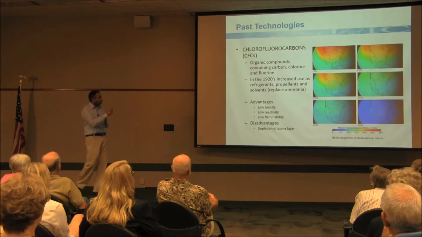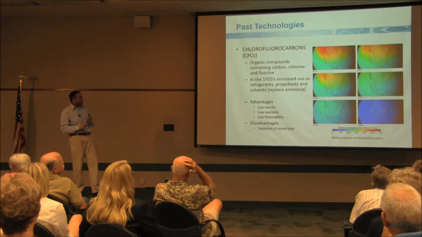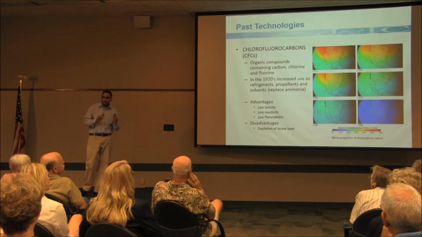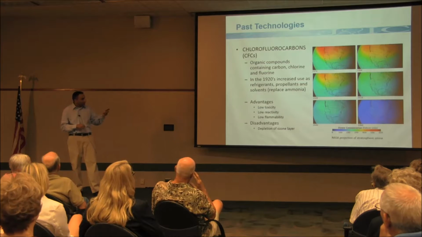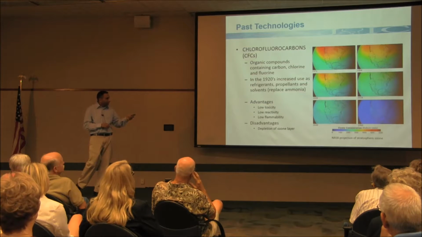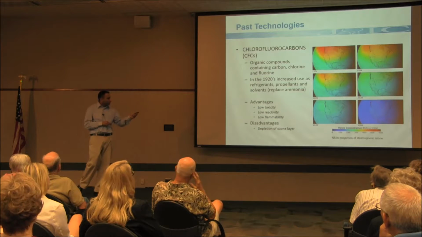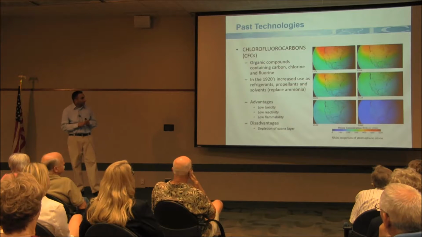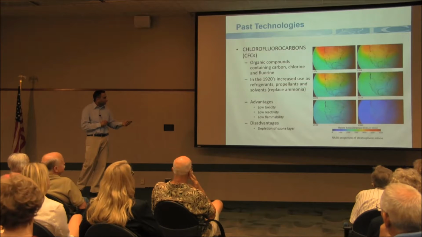Now, the image on the right there is actually a projection that NASA did based on modeling, and they found that if we hadn't curtailed the use of CFCs and started regulating them, by 2060 we would have actually depleted our ozone layer. You can see the bluish area at the bottom is where, by 2060, it would have been completely gone.